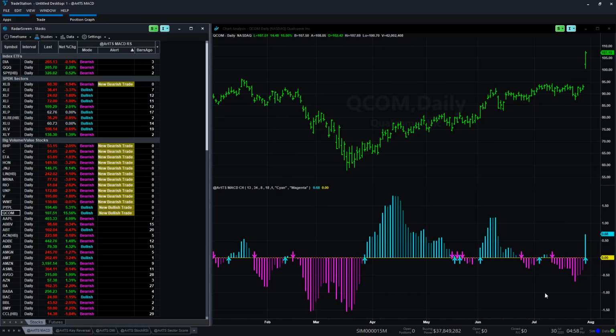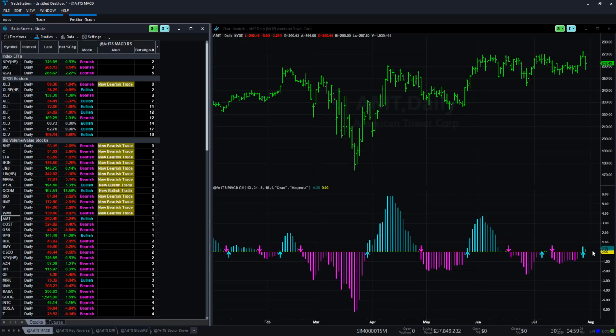Okay, so finally, the last element to most of my RadarScreen indicators is this column called bars ago. So bars ago is how many bars has it been, based on this interval, since it crossed, since we had an alert. Notice that all the alerts today have 0 bars because they're crossing right now. But if I double click on bars ago, I can see which symbols alerted yesterday. So AMT alerted yesterday. There you can see the arrow 1 bar ago, and that would not have been a good trade today. But that's the idea. You would have found that opportunity.